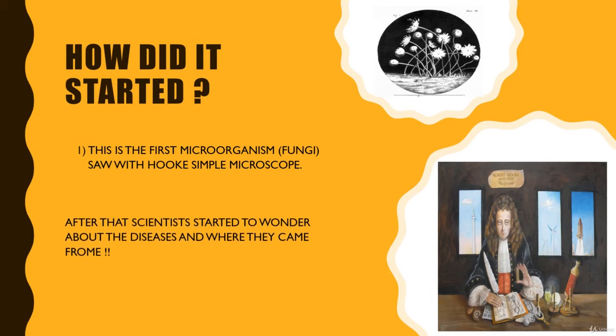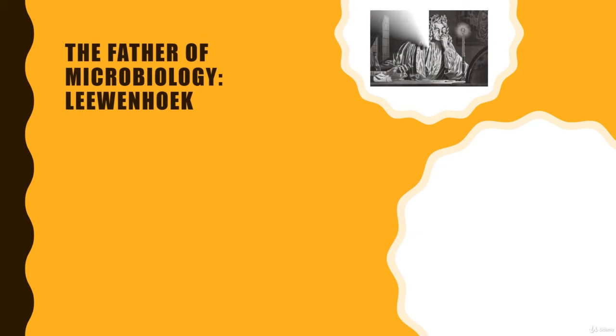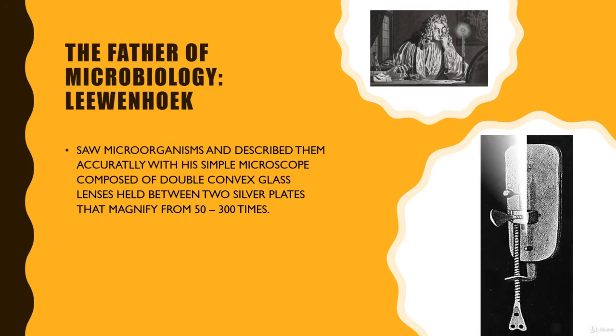After that, scientists started to wonder about diseases and where they came from. Second, the father of microbiology, Van Leeuwenhoek. He's a Dutch microbiologist. He saw microorganisms and described them accurately with his simple microscope composed of a double convex glass lens held between two silver plates that magnify from 50 to 300 times.